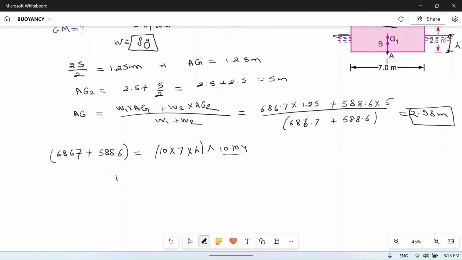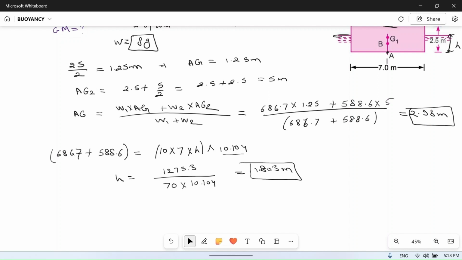So H is equal to, if you add these two, it will become 1275.3 divided by 10 into 7, which is 70, into 10.104. So it will become 1.803 meter. So this is the depth which is immersed in water.